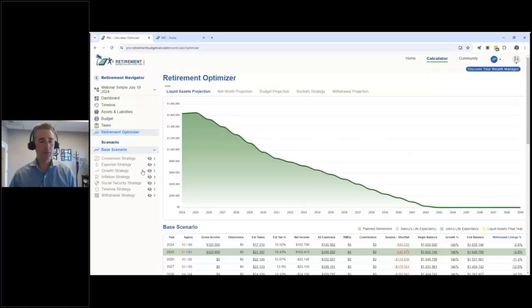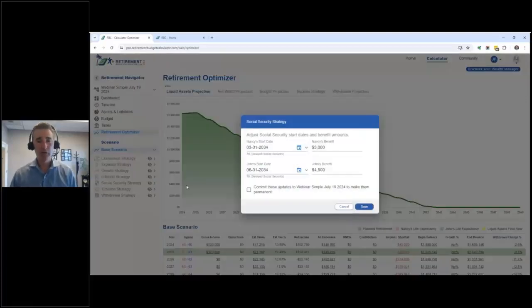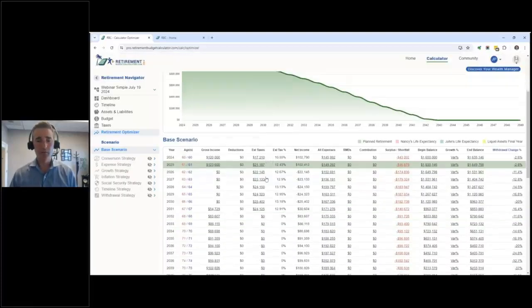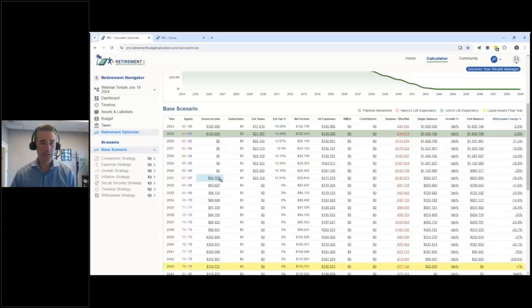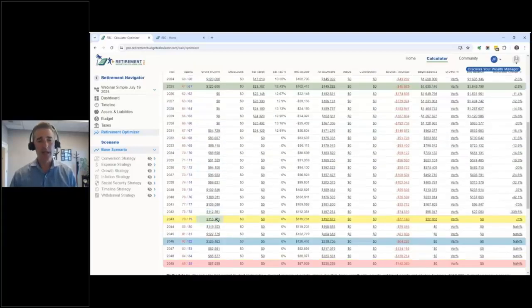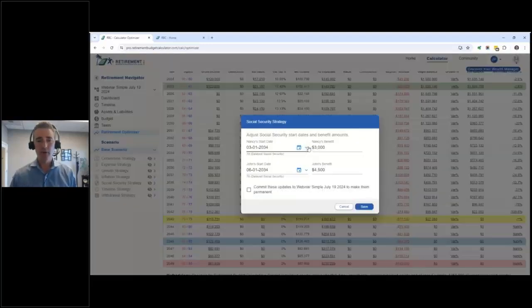Another really powerful feature is, remember, in this model, we have them starting Social Security at 67, and we know that their money lasts until 79. But what if we come in here and we say, what if we postpone Social Security to 70 for both people?